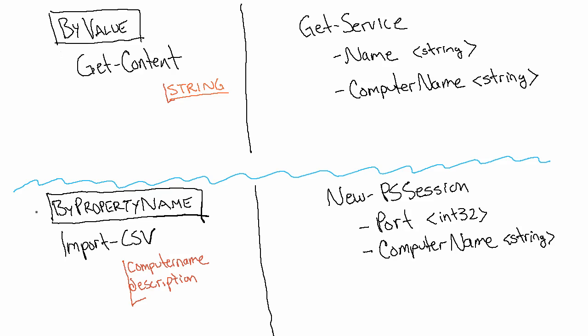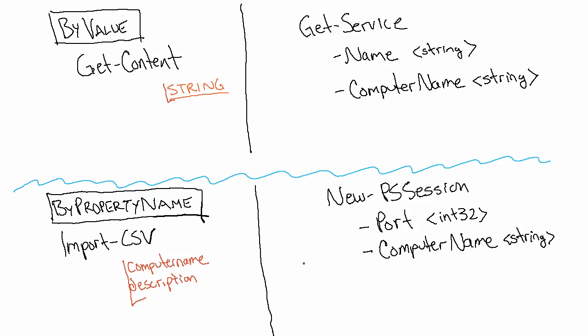Pipeline parameter binding by property name works slightly differently. Let's say that I'm importing a CSV file that has two column names. The first column is ComputerName, and the second column is Description. Import-CSV will place objects into the pipeline with these two properties. So for each line in the CSV file, an object will be produced that has a ComputerName property and a Description property. When I pipe those objects to another cmdlet, such as New-PSSession, it needs to know what to do with those input objects.